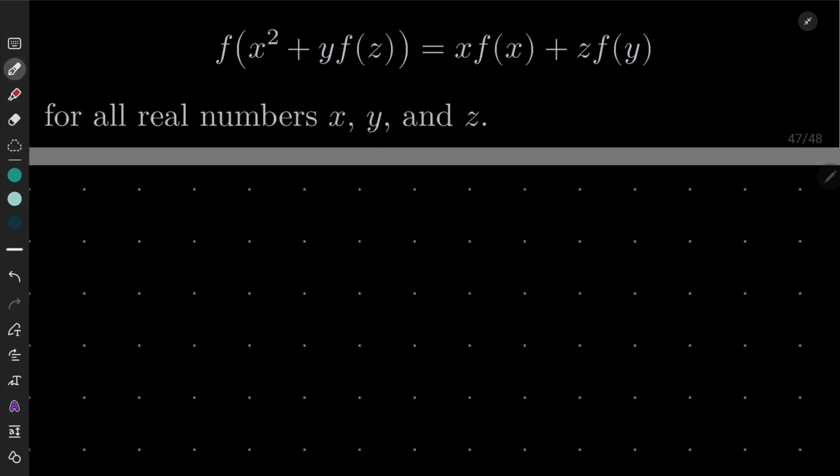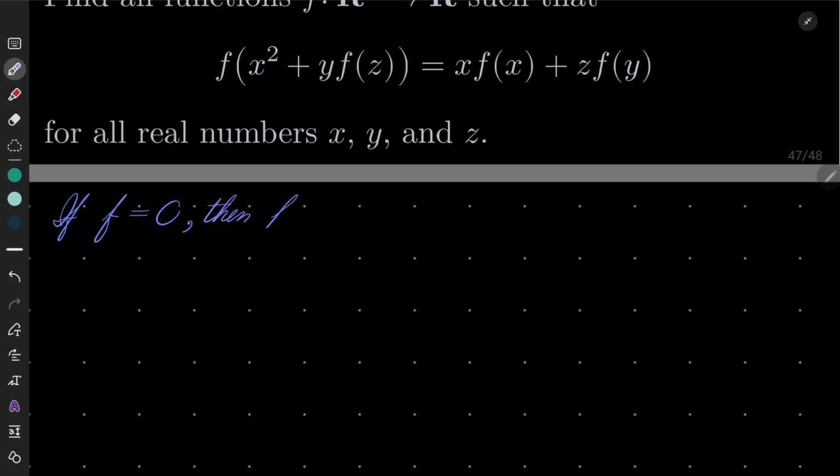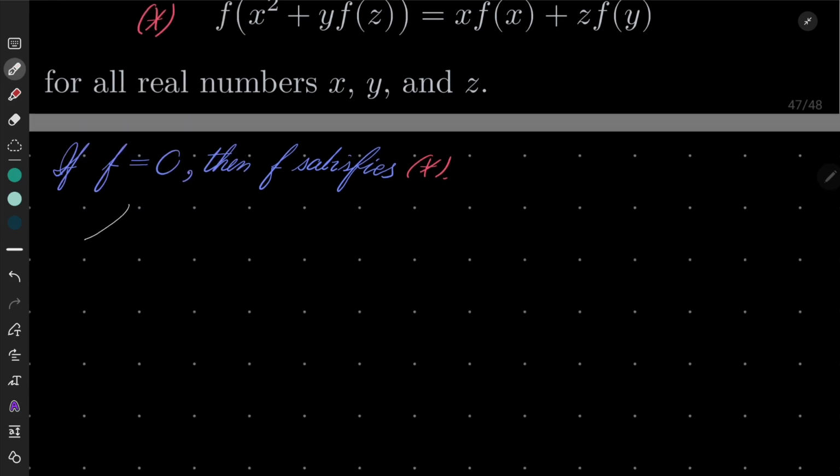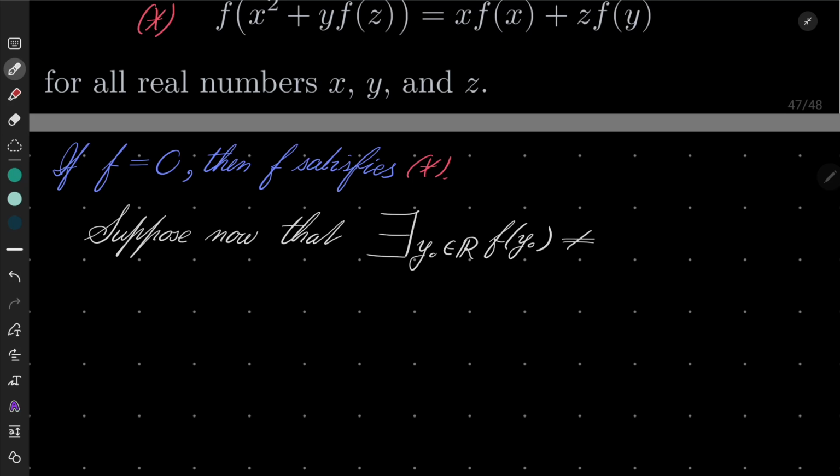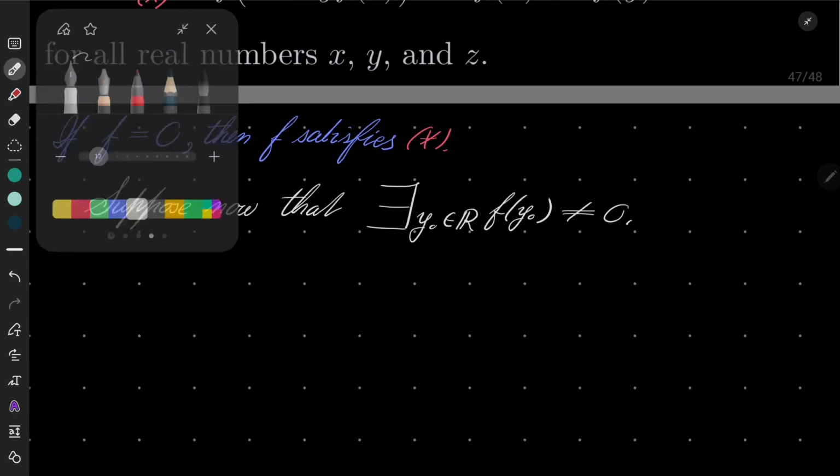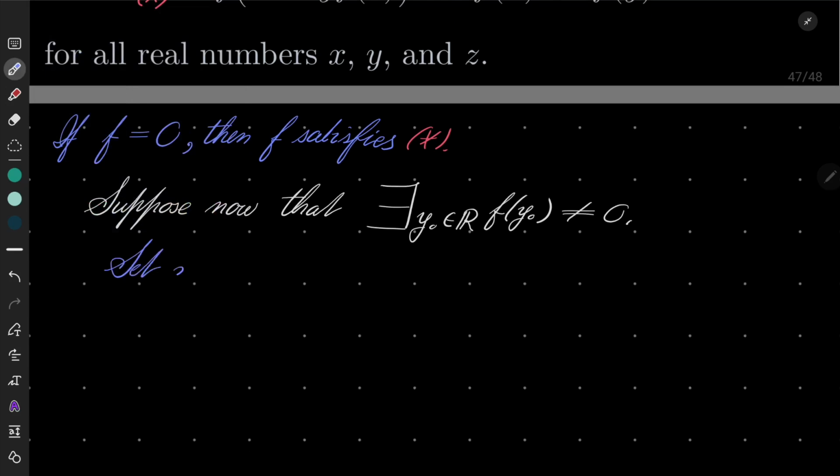Okay, so let's start with noticing that if f equals 0 constantly, then f satisfies my condition, which I will call asterisk. Now suppose that there is y0, a real number, such that f of y0 is not 0, that is, our function is not constantly 0. And now I wish to set x to be 0, and I wish to set my y to be y0.